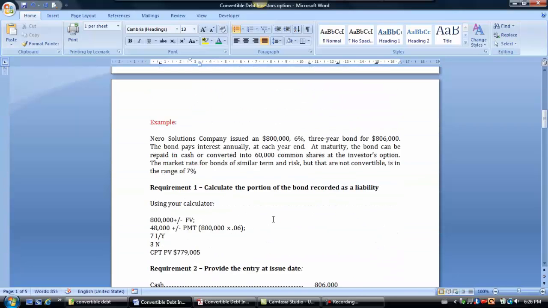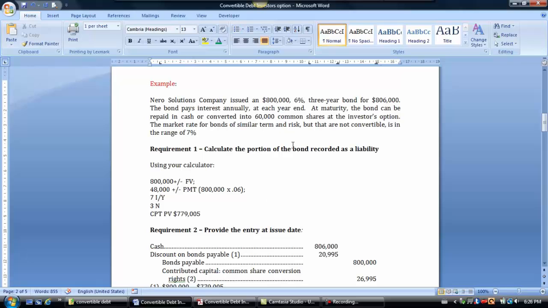So let's have a look at this question where we have a company that issues 800,000 6% 3-year bonds, and that's for 806, and the bonds will pay interest annually at the end of the year. Again, we can see it's convertible at the investor's option because it can be converted into 60,000 common shares at the investor's option or repaid in cash if that's what the investor wants.